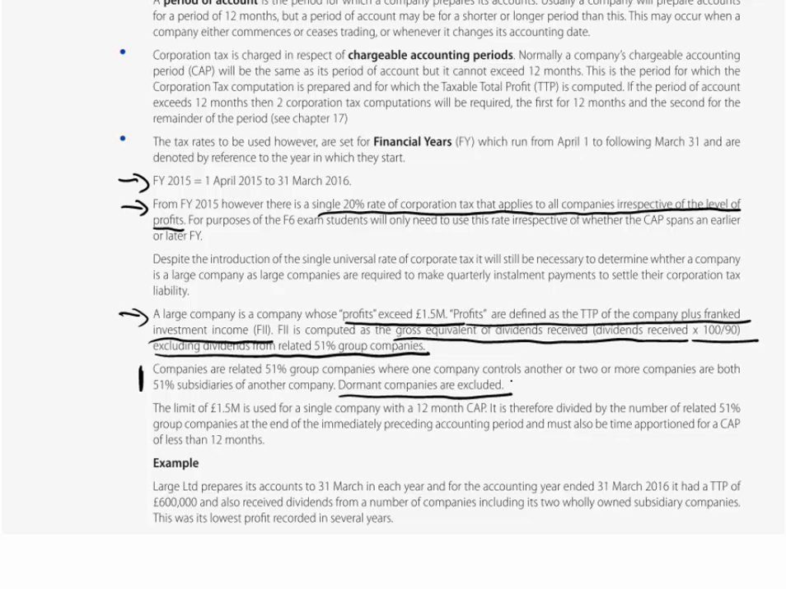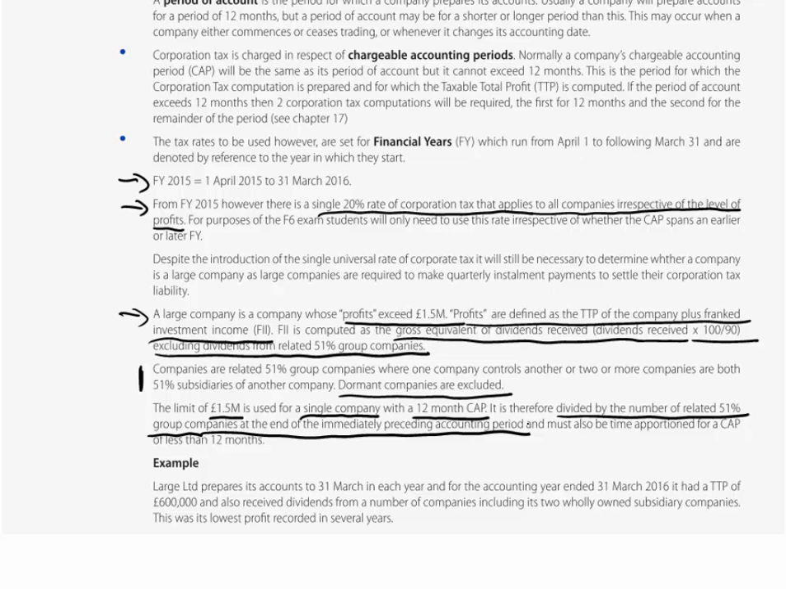Now, the relevance of that profit limit of 1.5 million is that it exists for a single company, therefore not applicable within a group, and where that single company has a full 12-month chargeable accounting period. Therefore, in a group, we have to divide by the number of related 51% group companies. Now, again, given that a group structure may change from one accounting period to another, we included those companies that were related 51% group companies at the end of the immediately preceding accounting period.